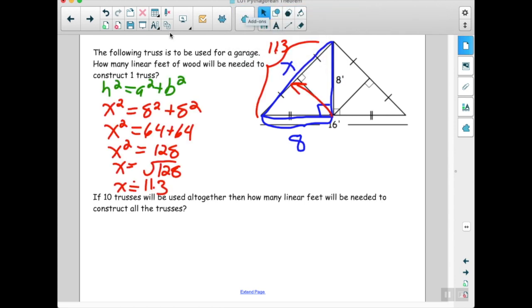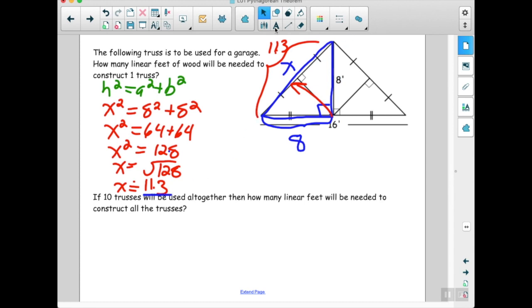Okay, so we're back now. Notice I started with my introduction. H squared equals a squared plus b squared. I drew my arrow pointing to the hypotenuse, so it's now pointing to the side that's x. So I now have x squared. This side is length 8. This side is length 8. So I have 8 squared plus 8 squared. So we get x squared is 64 plus 64. That is 128. So x squared is 128. Now x is the square root of 128. And that gives us 11.3.